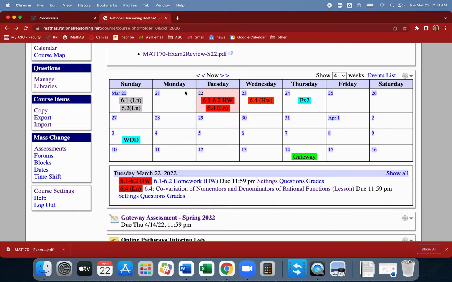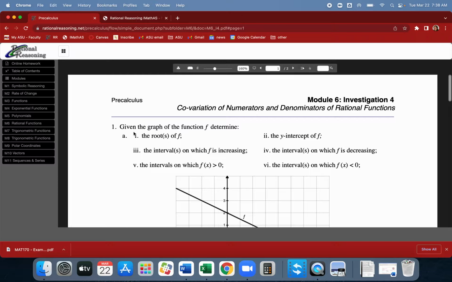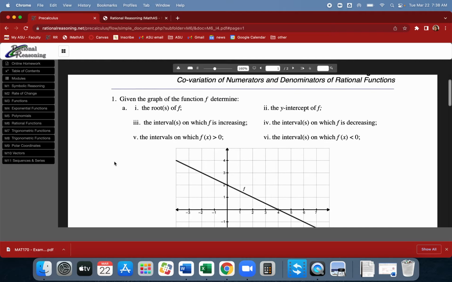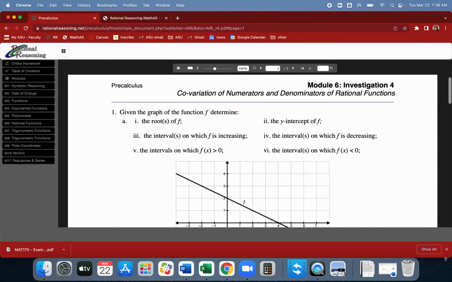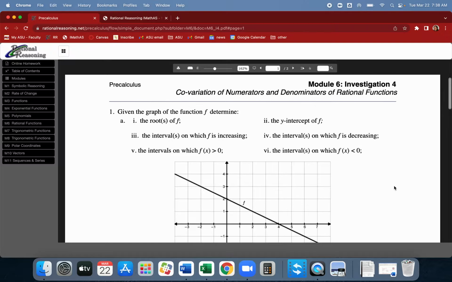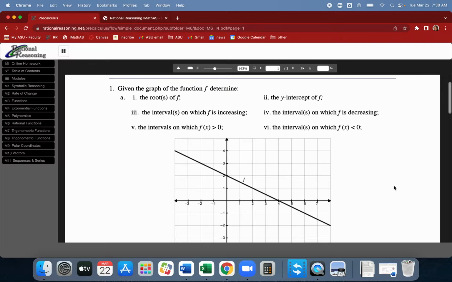So that said, let's get back to Module 6, talking about rational functions. I want to take a look at numerators and denominators of rational functions. And this looks like a mess on here. It's really hard to see, because in order to see the details, it has to be large, and if it's large, then you can't see the rest of the sheet.